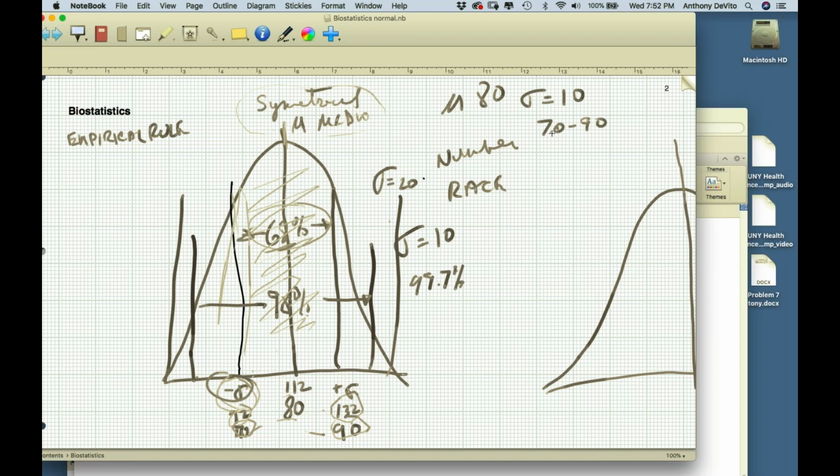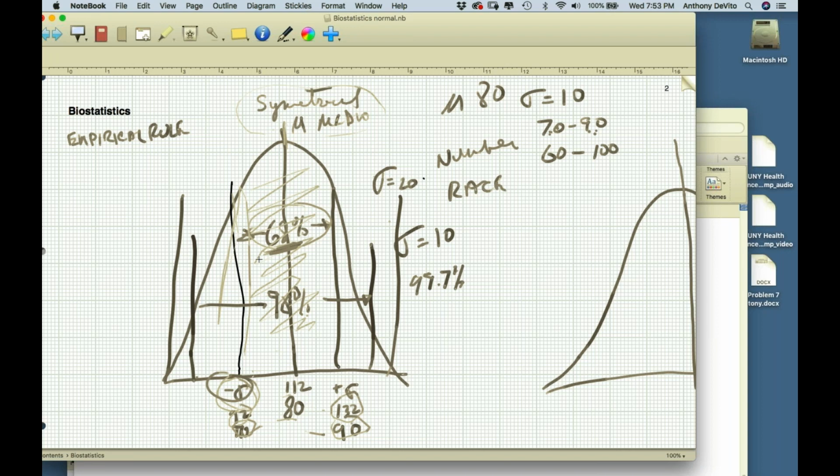Well, how many standard deviations are there between 70 and 90? 70 is one below. 90 is 1 standard deviation above, because the standard deviation is 10. So what percentage of this population? 68%. What percentage of this population would have a blood pressure between 60 and 100?